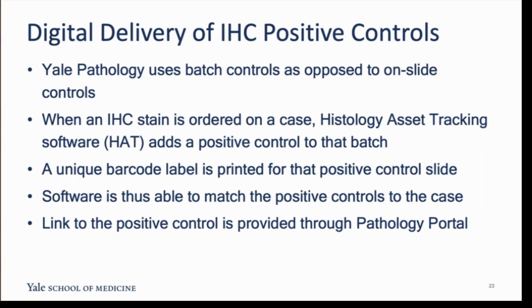So for example, I have a case and I order a pan-keratin AE1/AE3. HAT will look at that. It will look at the batch in which that IHC stain is going to be done. It will see whether or not there is a positive keratin control. And if there isn't one, it will add it. When that is done, a unique barcode label is printed for that positive control slide. So the software can then match that unique barcode ID to the batch on which the IHC was done. In this way, we can match the case with its positive control. And we provide the link to the positive control through the portal.